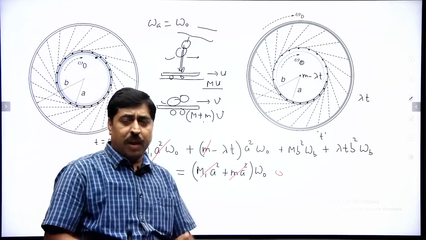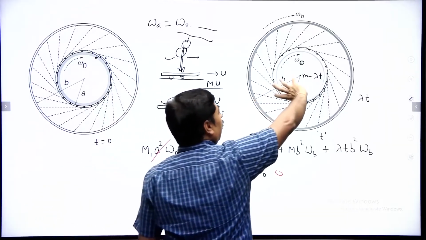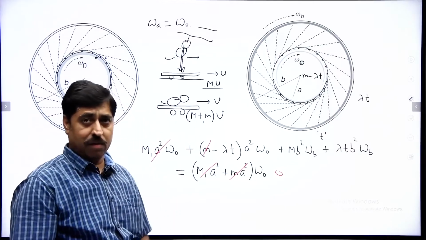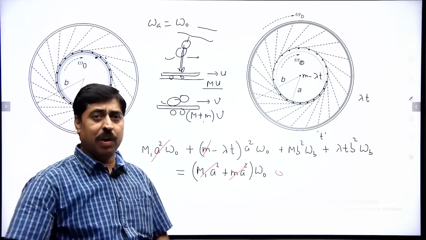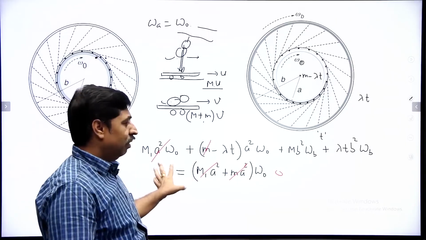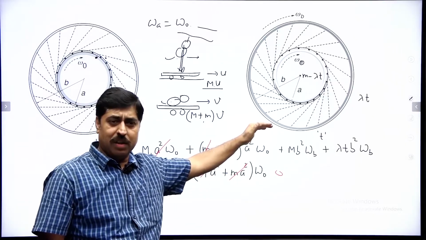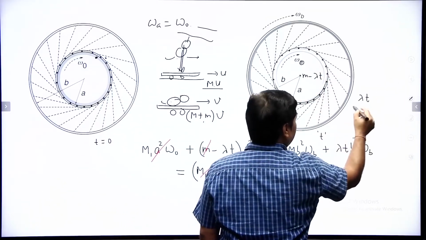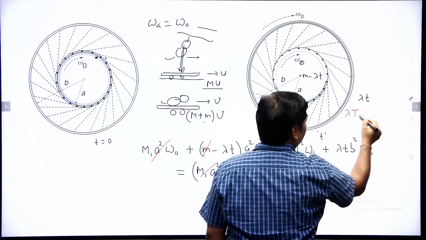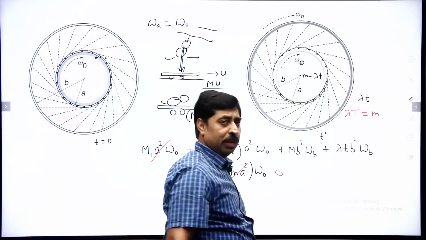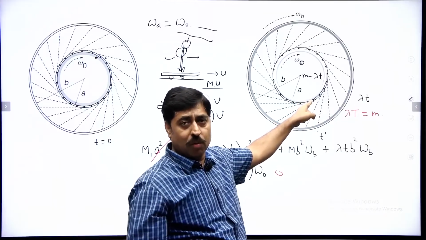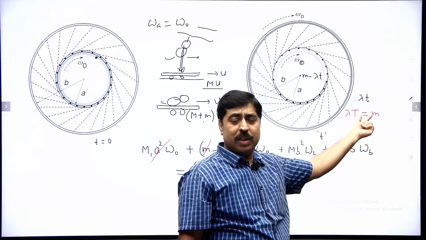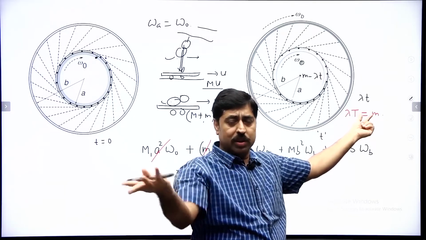Now after some time, the whole of the sand will get thrown out of this cylinder and it will land onto the outer cylinder. At that particular time, you can again calculate the final angular speed of that cylinder using this same expression, because the whole sand will be ejected at a time T when lambda T is equal to m. Lambda kg per second is being thrown out. In capital T seconds, this much mass of the sand is thrown out. If this is equal to the given mass of the sand, then the whole sand is out.